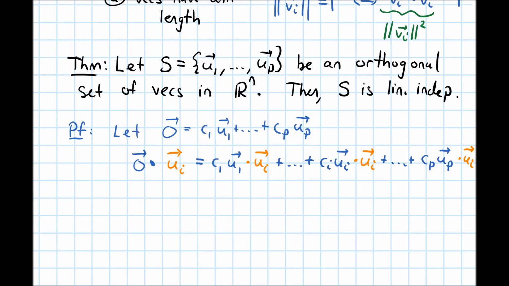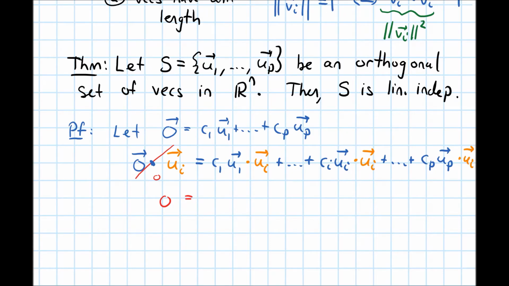Okay, so now a bunch of the terms here will simplify. When you dot the 0 vector with anything, you get the 0 vector. So this is going to be 0. So we have 0 on the left-hand side.